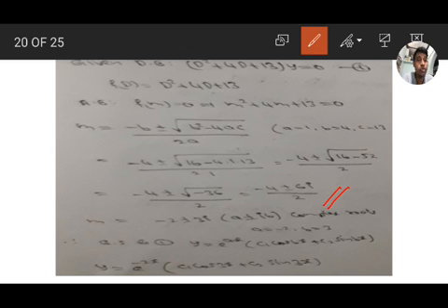So 2 is common in the numerator, cancel out. Minus 2 plus or minus 3i, that is a plus or minus ib form, that is complex roots. Roots are complex roots. So a equal to minus 2, b equal to 3. So general solution, y equal to e to the power of ax (c1 cos bx plus c2 sin bx), that is y equal to e to the power of minus 2x (c1 cos 3x plus c2 sin 3x).